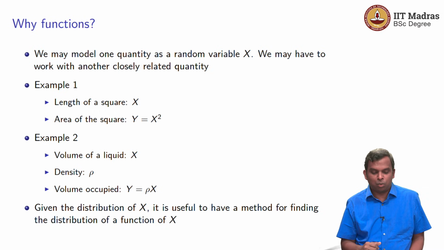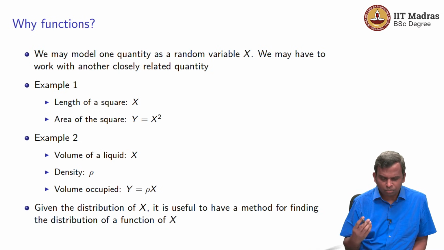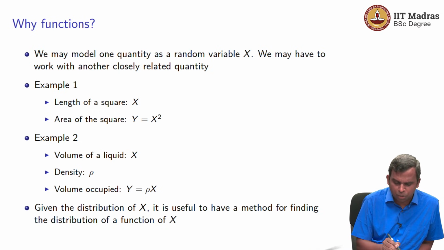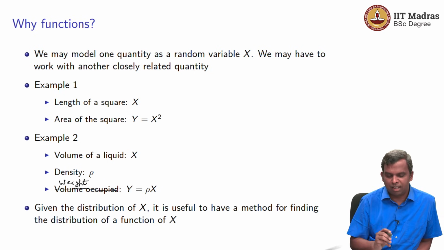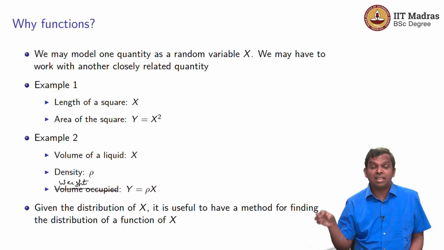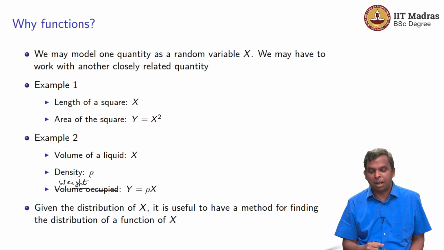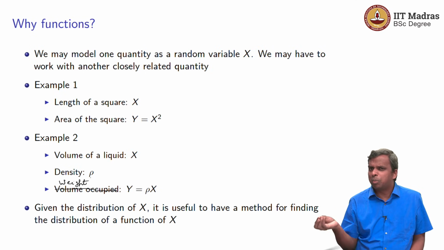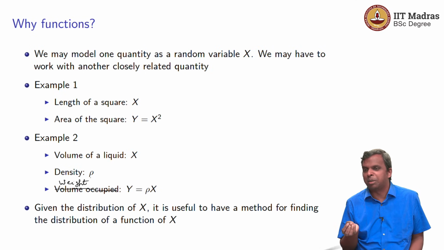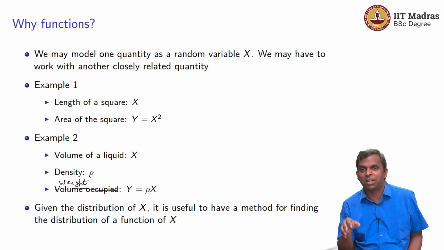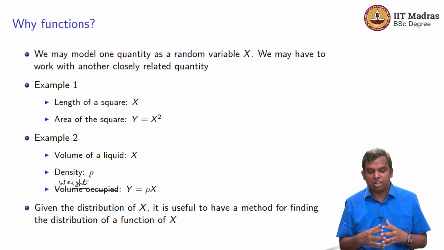Same thing with, say, volume. It's not volume occupied, right? This is wrong. This is weight. Supposing you have density being a constant rho for some liquid, and you don't know how much of that liquid is going to come in. You want to find its weight. It's density times the volume, isn't it? So you see that there are very simple functions. You model something as a random variable, and there are some very simple functions of it, just a scaled version, or maybe even addition of something to it, or the squaring. Simple functions like that.